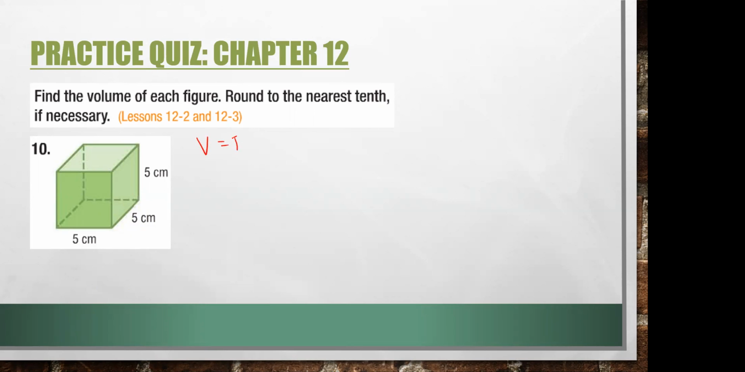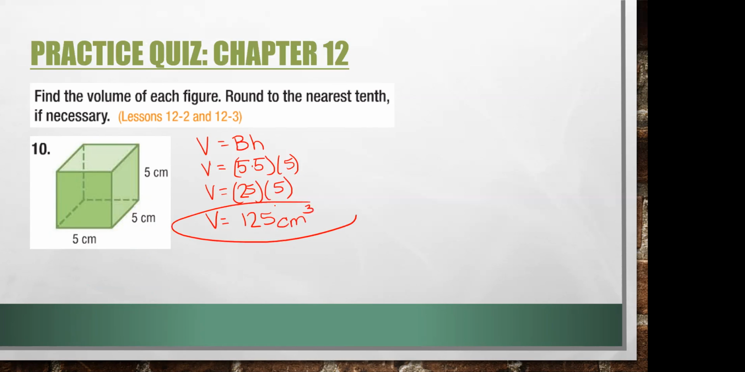So we have area of the base times the height. So the base here is a square, so that would be 5 times 5, and then the height is also 5. So we have 5 times 5, which is 25, and 25 times 5 would be 125, and this is centimeters cubed, okay, because we're asking about the volume. Okay.